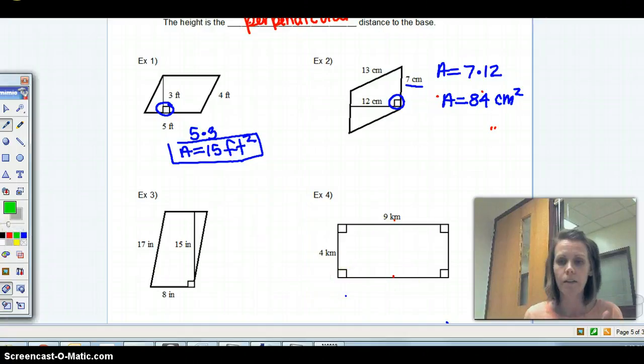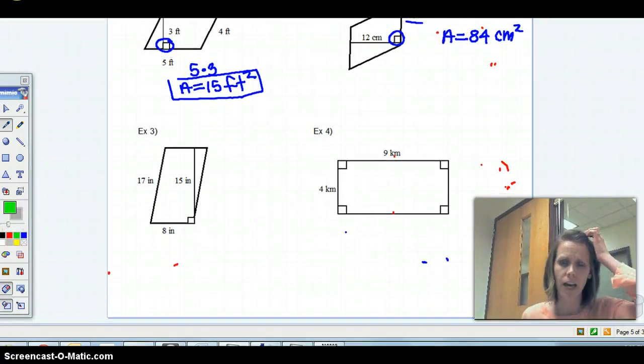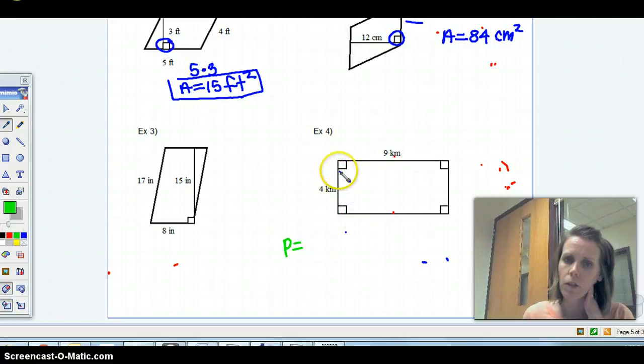All right, you found the area of all the shapes now. So now let's look at one of these shapes and find the perimeter. I'm going to look at example number 4. You've already found the area for that. Let's look at perimeter now, so the distance around. This is a parallelogram, but it's also a rectangle because it has those right angles.